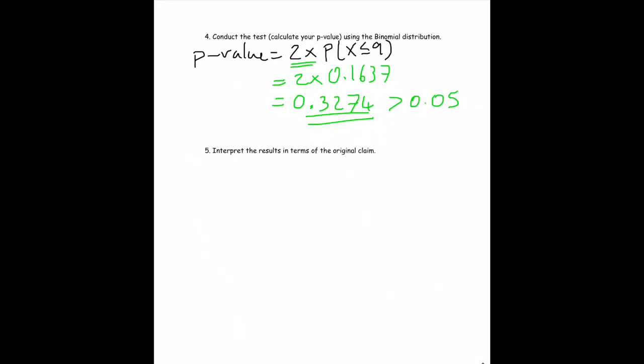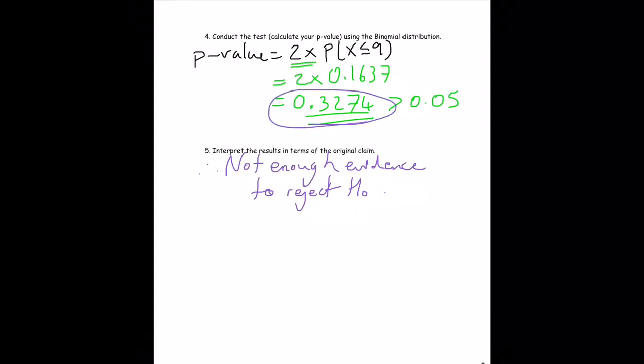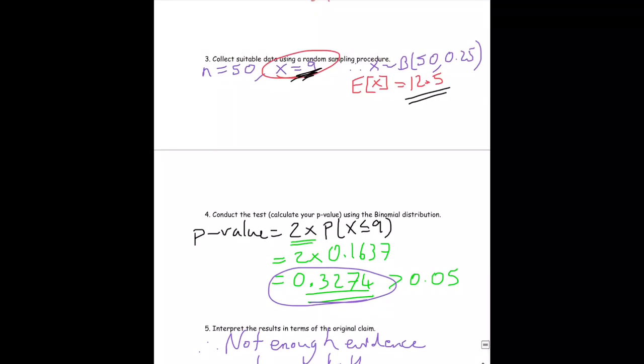Okay, well, they might be right then. Interpret the results then. Therefore, because my p-value is greater than 0.05, I would just say there's not enough evidence to reject H0. Again, I'm not saying H0 is true, I'm just saying there's not enough evidence to reject it, because from my sample, there was a 32% chance of it happening if 25% of people were using a credit card.